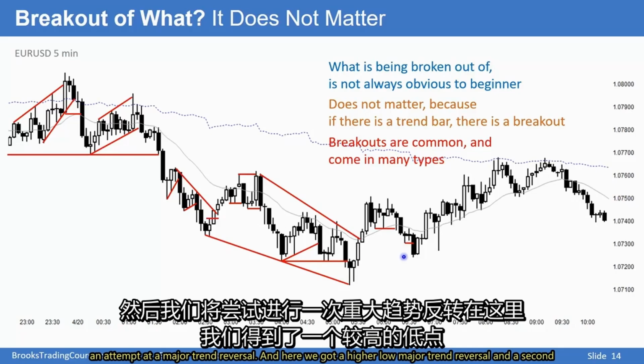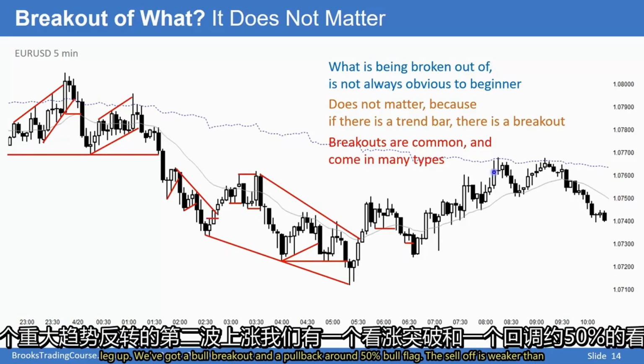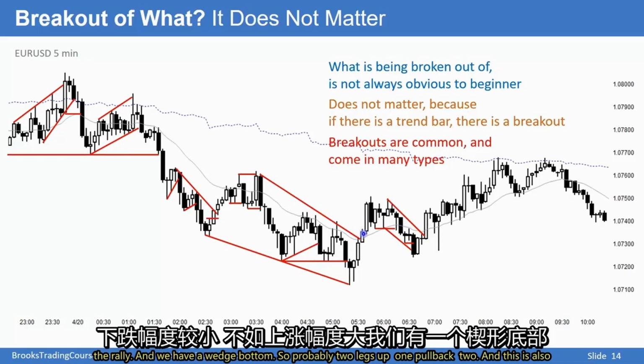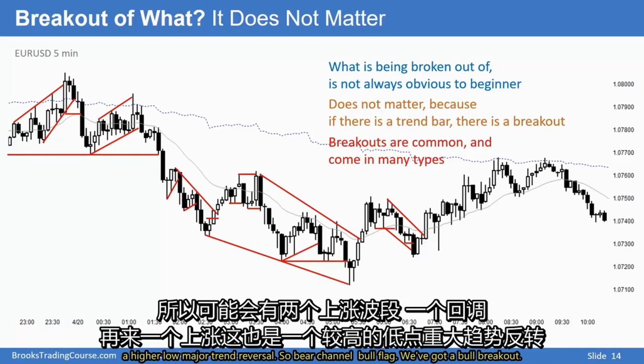And here we got a higher low major trend reversal and the second leg up. We got a bull breakout and a pullback around 50% bull flag. The sell-off is weaker than the rally. And we have a wedge bottom, so probably 2 legs up, 1 pullback, 2. And this is also a higher low major trend reversal. So bear channel, bull flag, we got a bull breakout.